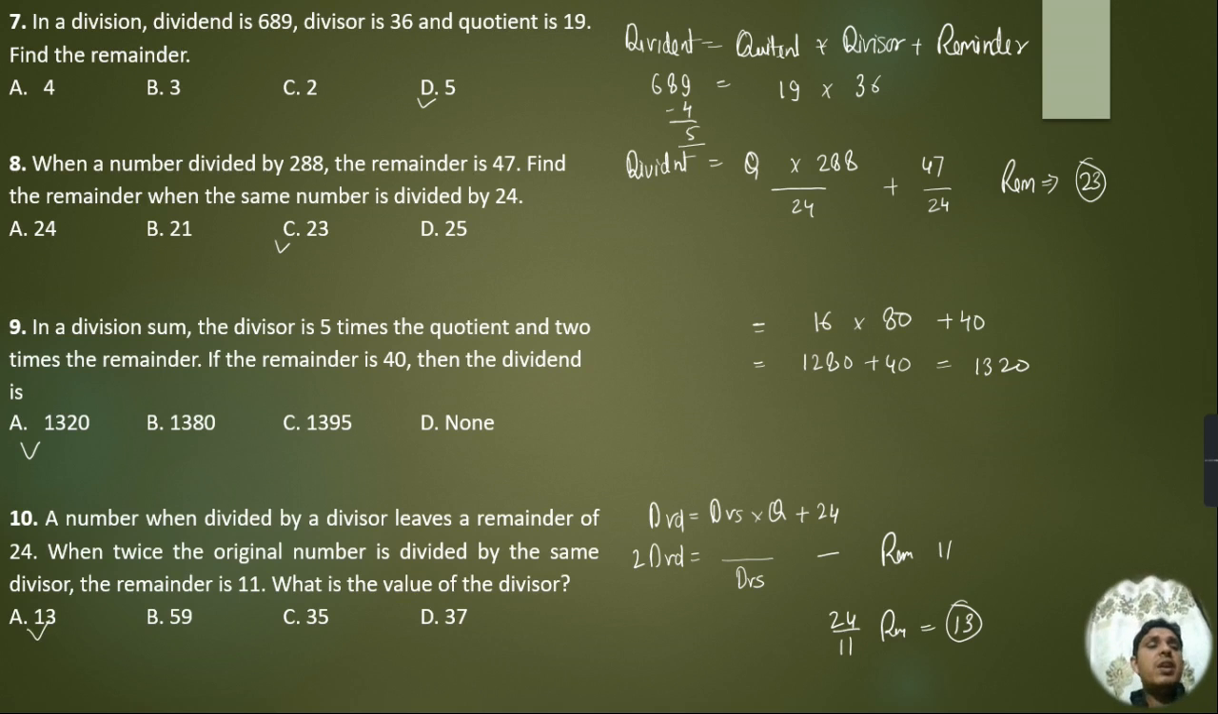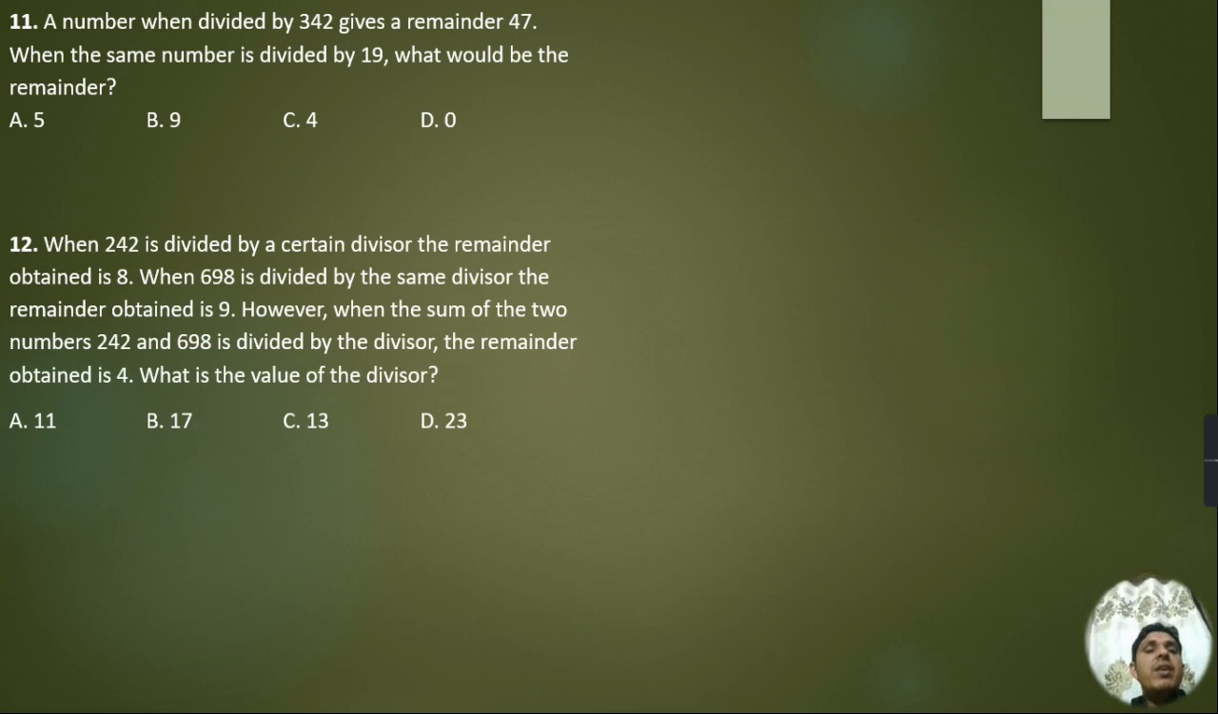Okay. Coming to the next question, we have a number when divided by 342 gives a remainder 47. So let us suppose this is a dividend and divided by 342, that means here divisor is equal to 342 and quotient, suppose let's say q, and remainder is 47. When the same number is divided by 19, what will be the remainder?